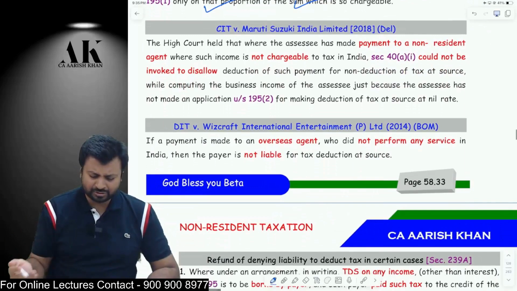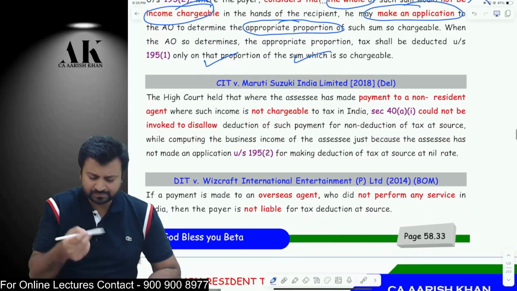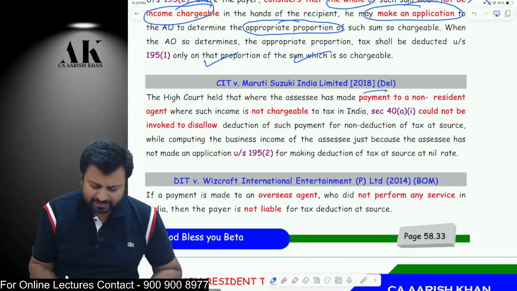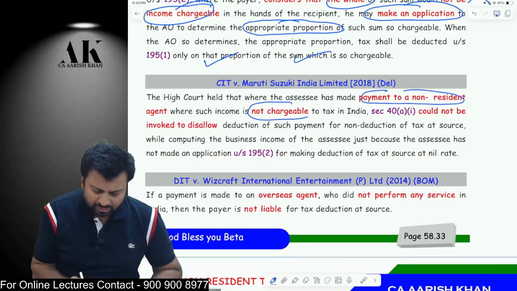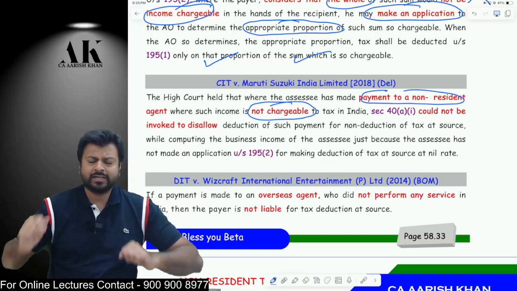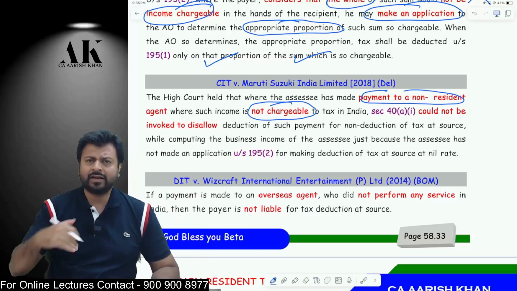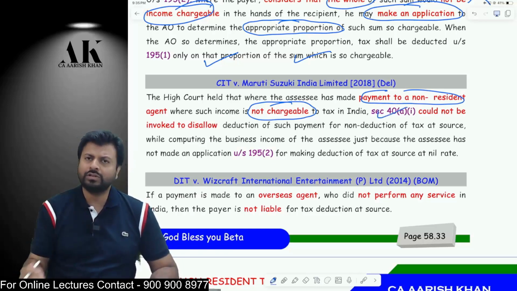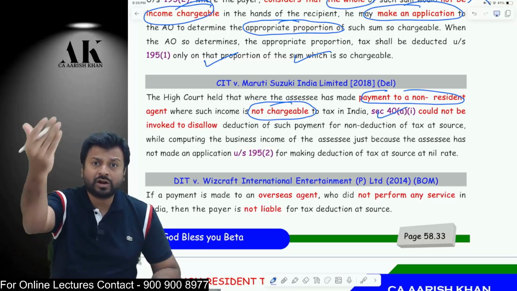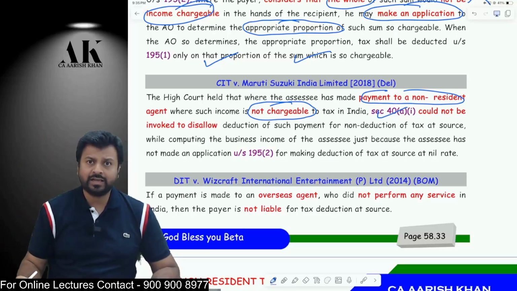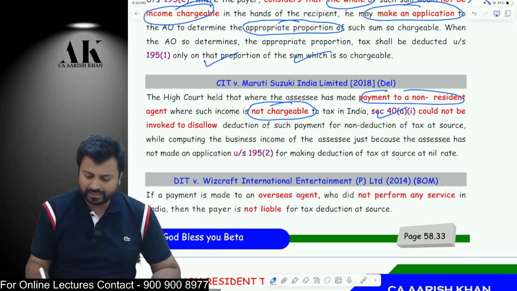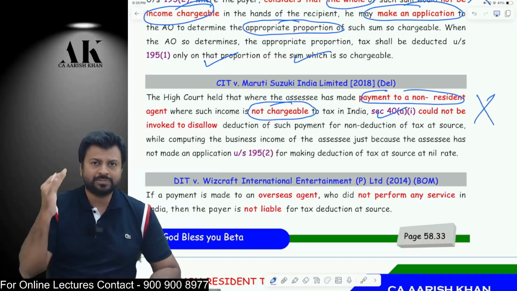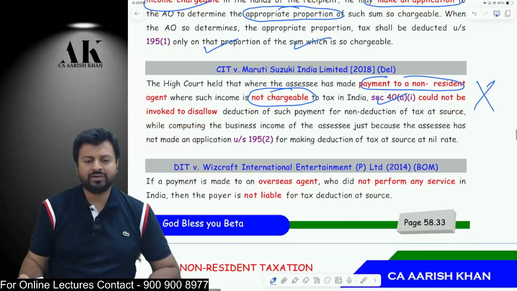Now there are some small case laws, not very important for examination. First of all, the assessee made some payment to a non-resident where the income was not chargeable to tax. So the assessee did not deduct the TDS. Why will I deduct the TDS if the income is not chargeable to tax? The AO made a disallowance under PGBP. Can the AO do that? The answer is no. If the income is not liable to charge, then why will I deduct TDS? In that case, if I have not deducted the TDS, you cannot disallow my expense. That expense should definitely be allowed to the assessee.